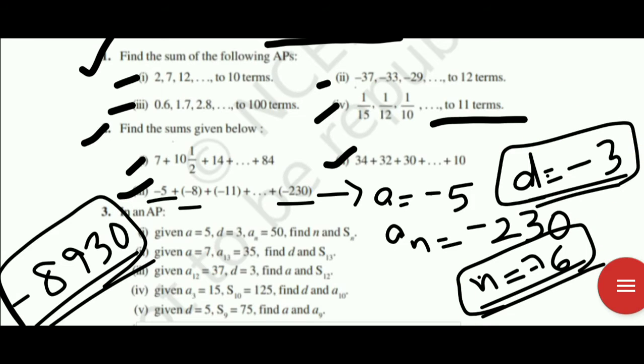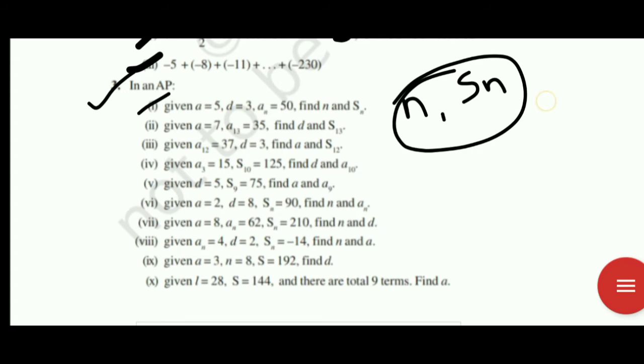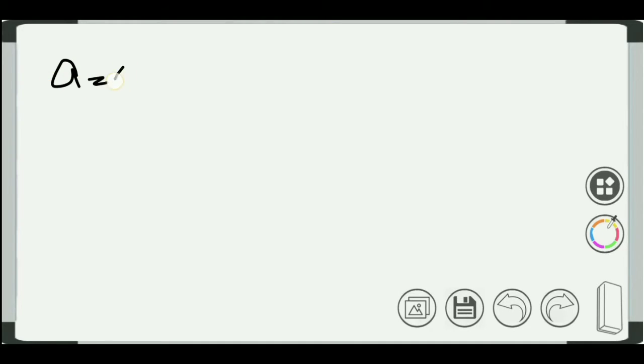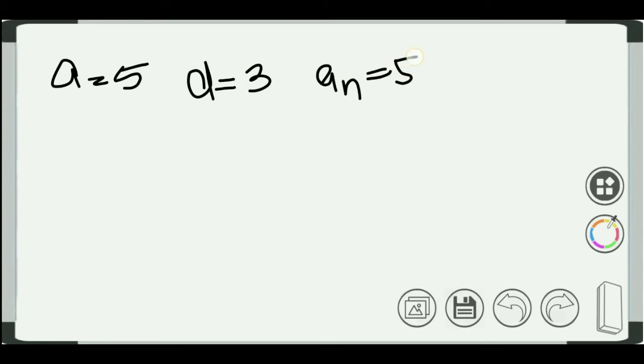Okay. Now you can come to your third question. First one. Given a is equal to 5, d is equal to 3, an is equal to 50. We need to find n value and Sn value. These two we need to find. Then we need to find n value and also Sn value.